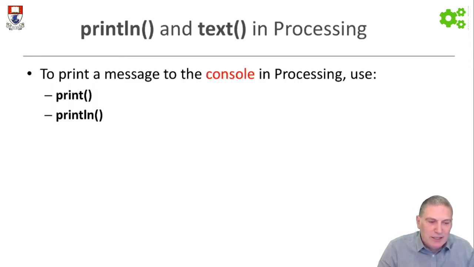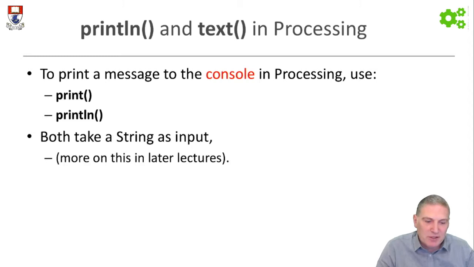If we look at print line and text, to print a message to the console in processing, we use one of two functions, print and print line. They're very similar. Print just prints whatever the value of a variable is, or a string. But then if you issue a second print statement, it'll print it right next to it on the same line. The println, the ln stands for line or line break. What it will do is print a string to the console, and then it'll issue a line break, which will bring you on to the next line.